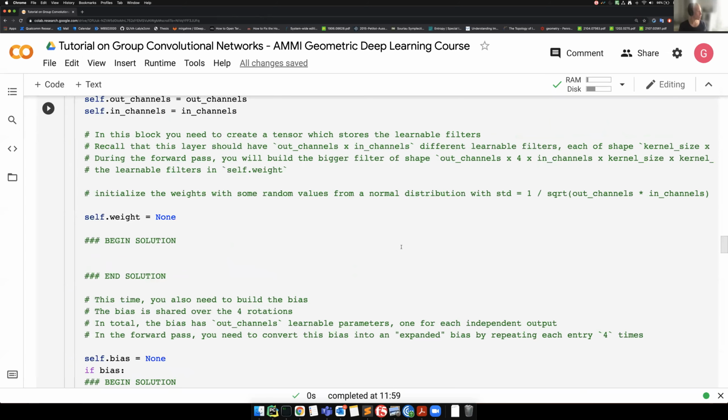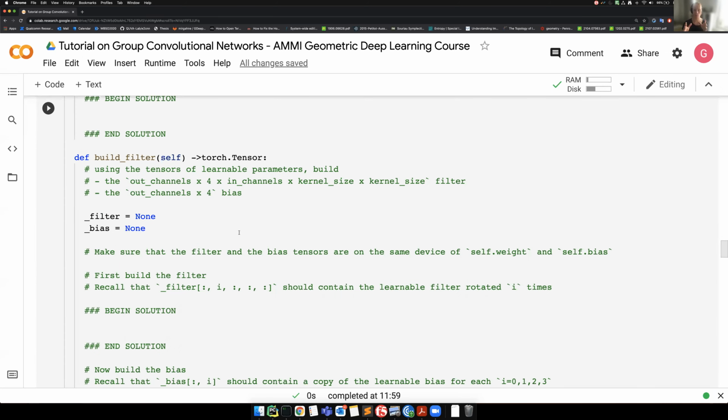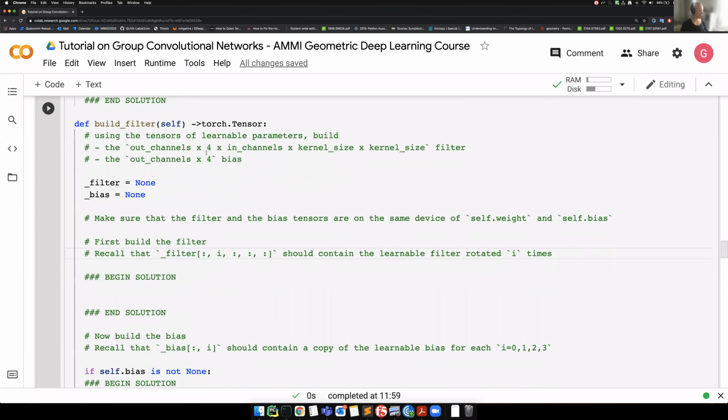Okay, nice. So basically in this method, we're gonna take your filter, which is not rotated, that's the learnable parameter, and you're just gonna paste it in 4 copies inside a bigger tensor, which has an additional dimension of size 4. So the output filter at index I, in this dimension of size 4, is going to contain the input filter rotated I times.